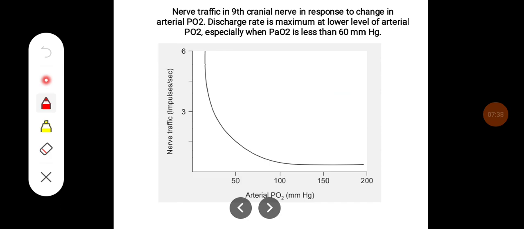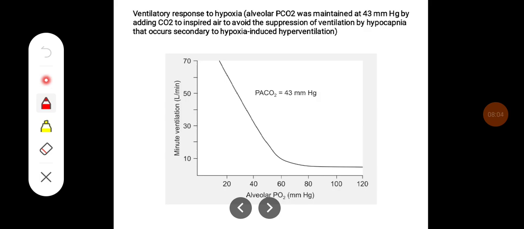Okay. So you can see when alveolar PO2 decreases to less than 100, there is an increase in the traffic in the afferent nerves. After that, the rate of discharge is going to increase steeply. So this is the ventilatory response to decrease in the alveolar PO2. Up to 60 mm Hg, there is not much response, but after the PO2 level falls to less than 60, there is a marked rise in the ventilation.